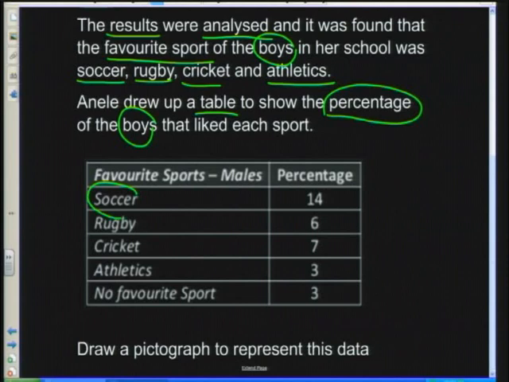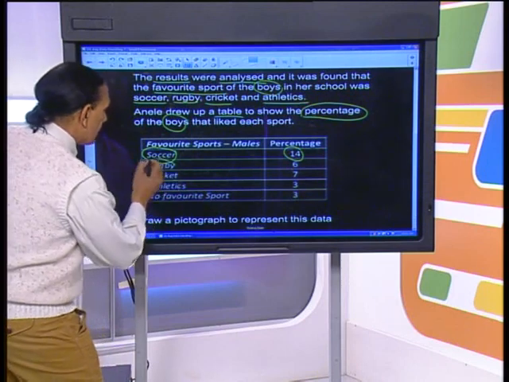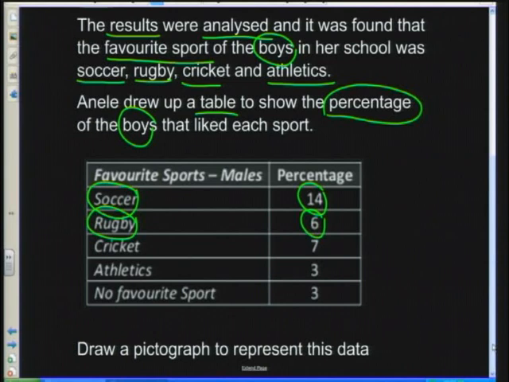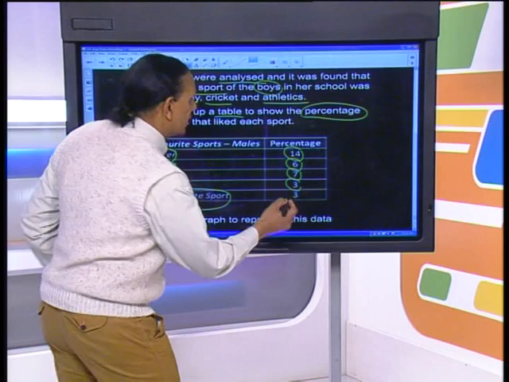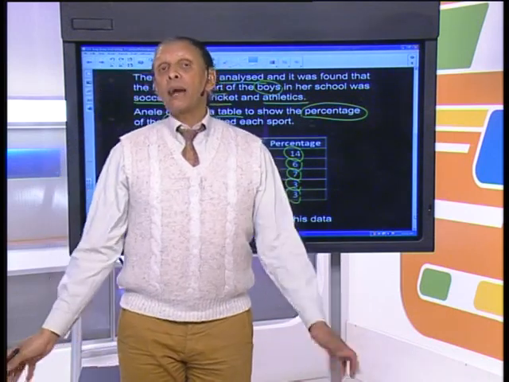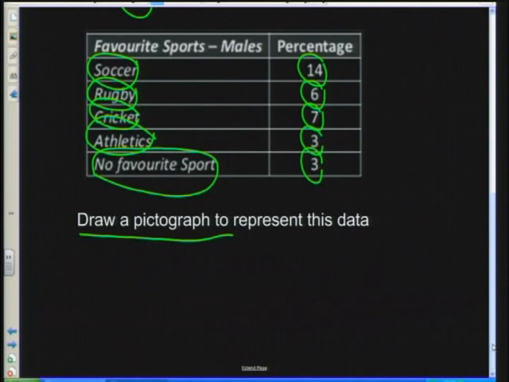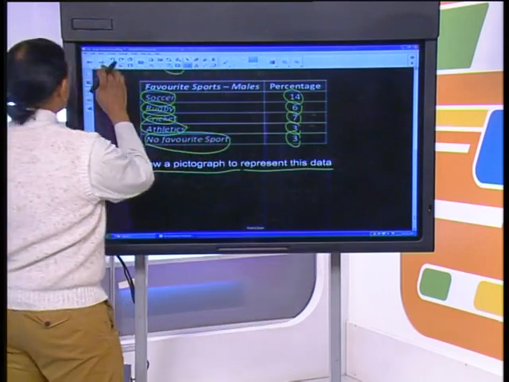So for soccer, 14%. Remember, percentage is always out of 100, so 14 out of 100 loved soccer. Rugby, 6%. Cricket, 7%. Athletics, 3%, and no favorite sport. Like I said earlier on, some people don't have much interest in sport, and they were about 3%. Now remember, if you add up, it should add up to, most of the time, 100%. Are we okay with it? Now you must draw a pictograph to present this data. So let's see.